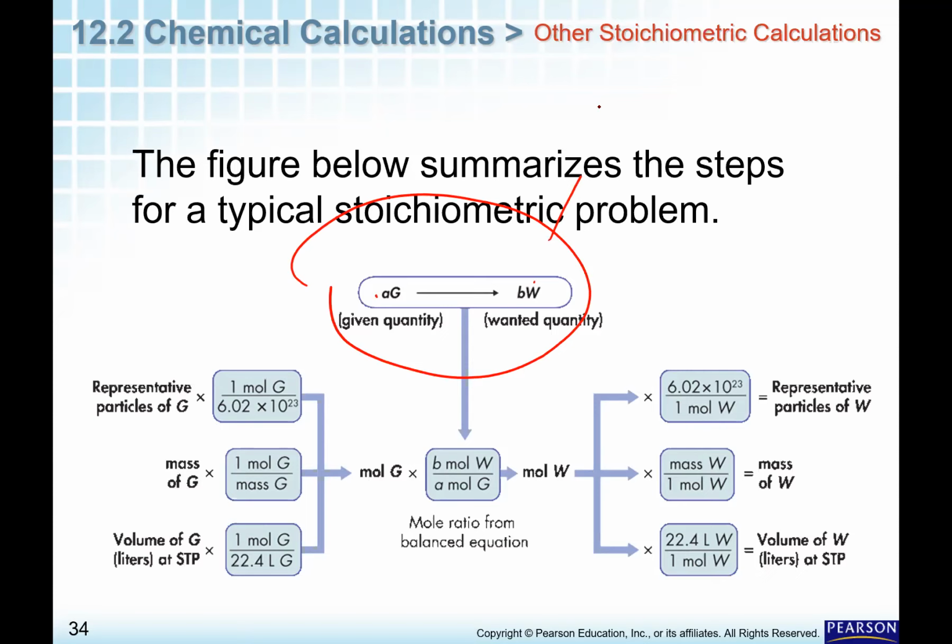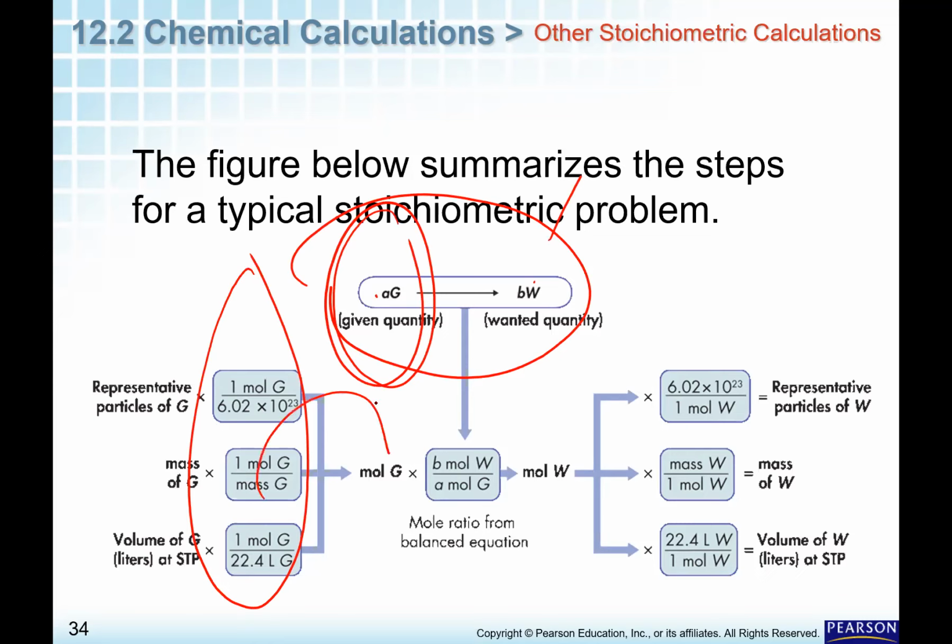If that is the case, then regardless of the quantity of G that is provided, it could be particles, grams, or volume, we have to convert that into moles of G in order to reach the product. So we use Avogadro's number, the molar mass, or the molar volume under STP in order to change the quantities into moles. You cannot calculate the other side of the reaction except using the mole ratios.